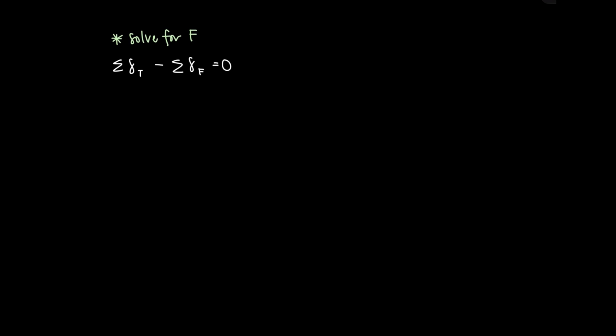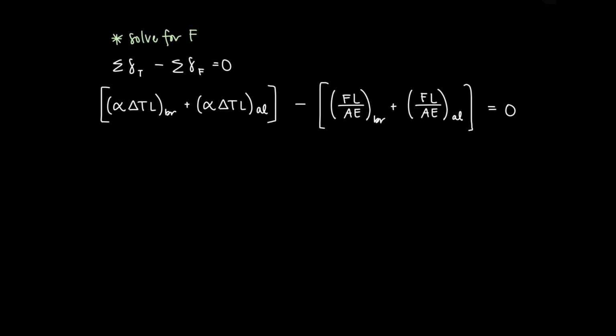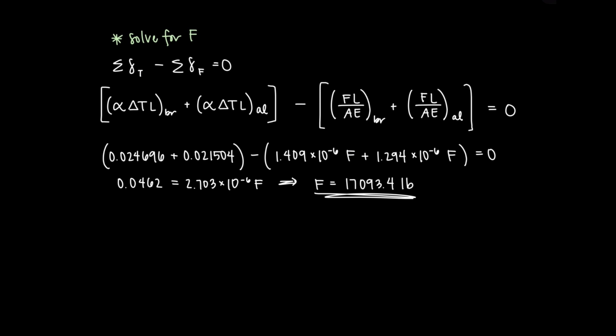To solve for F, remember that the total expansion must equal the total contraction, since the rods are fixed against the walls and therefore are unable to actually expand or contract. So the sum of the displacements must be 0. Expansion is considered positive displacement, and contraction is considered negative displacement in this case. So when we plug in the values we just calculated, we can simplify and solve for the internal axial force F, which ends up being 17,093.4 pounds. Great.